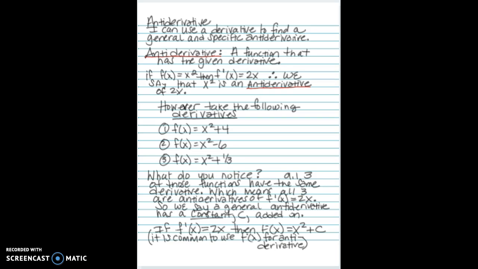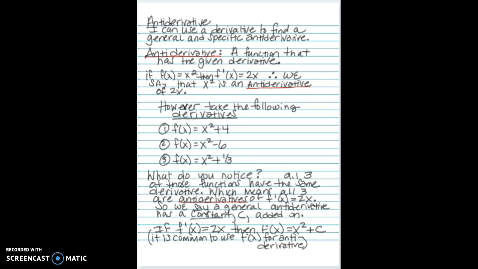So let's look at a couple of other derivatives. Take the derivative of f of x equals x squared plus 4. Now take the derivative of f of x equals x squared minus 6. Now take the derivative of f of x equals x squared plus 1/3. What do you notice? All three of those functions have the same derivative, which means all three of those functions are antiderivatives of f prime of x equals 2x.